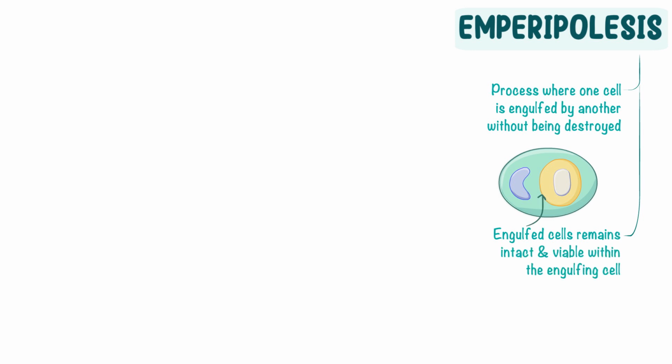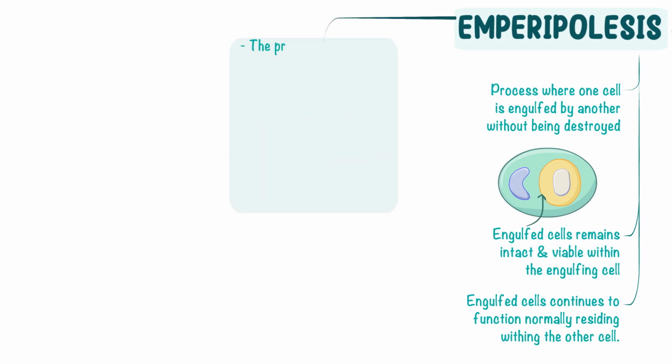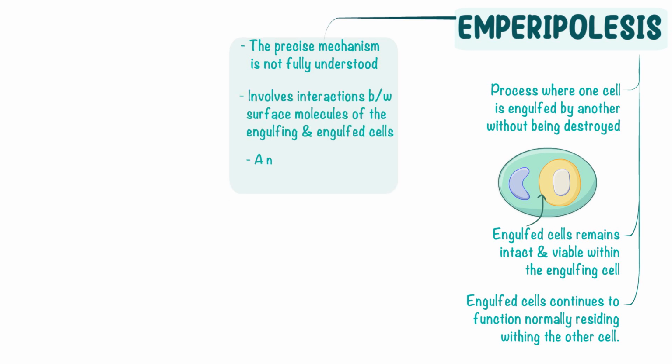Emperipolysis is a process where one cell is engulfed by another without being destroyed. Unlike phagocytosis, where the engulfed cell is digested and typically dies, in emperipolysis the engulfed cell remains intact and viable within the engulfing cell. This non-destructive interaction means that the engulfed cell can continue to function normally while residing within the other cell. The precise mechanism of emperipolysis is not fully understood, but it is thought to involve interactions between surface molecules of the engulfing and engulfed cell, allowing for a non-destructive engulfment process.